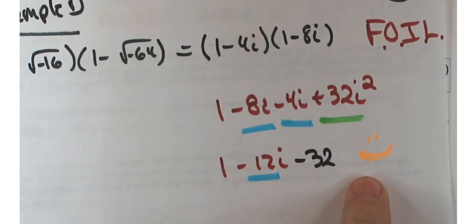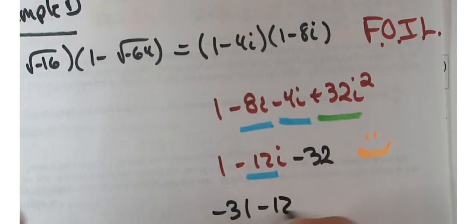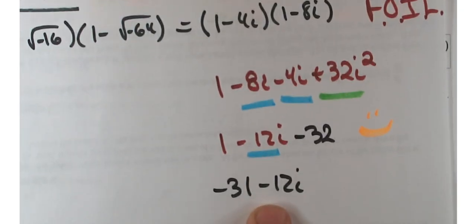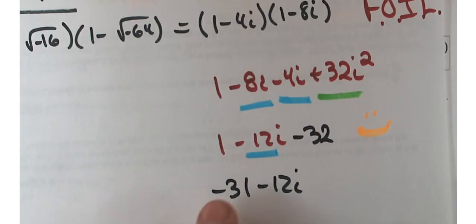But in any case, I might let that go, but I'd really be happier if you combine these terms. 1 minus 32, those are like terms. You can combine them, and you'll end up with -31 minus 12i. Typically we write it as the real part first and the imaginary part second. That's because there's lots of uses for this in physics and electronics, and the real part and the imaginary part have different meanings. So you want to keep those straight.